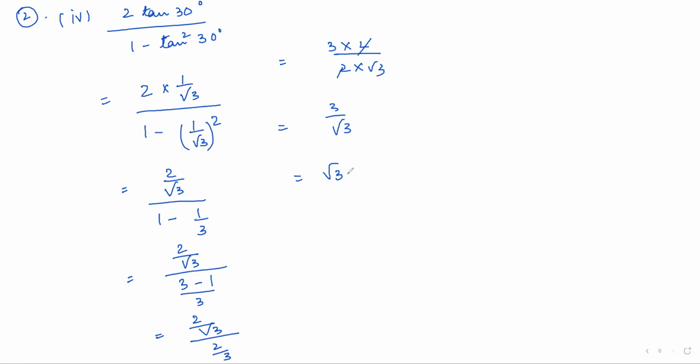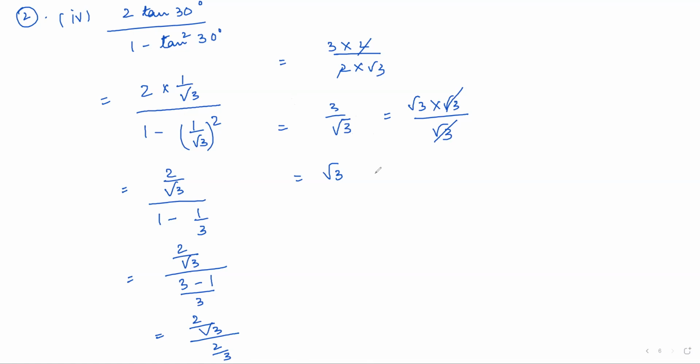Any confusion at any step here? 3 by root 3, how did it? Okay, 3 by root 3. So 3 can be written as under root 3 into under root 3. So one root 3 will cancel out, so only under root 3 will remain. Because you have under root 3 in the denominator, I'm trying to split it that way. Correct?